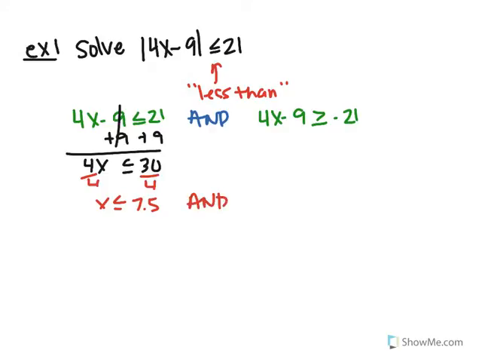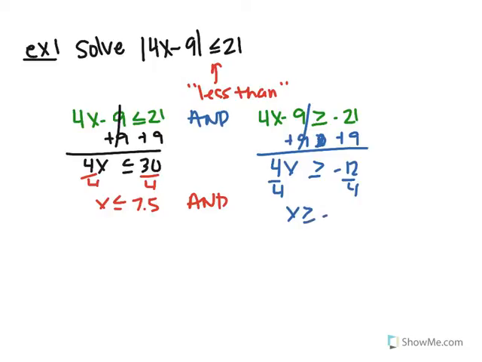So when I do that, I'm going to go ahead and do plus 9 here. And I get 4x, this ends up canceling, is greater than or equal to negative 12. And now I'm going to divide by 4, and I get x is greater than or equal to negative 3.